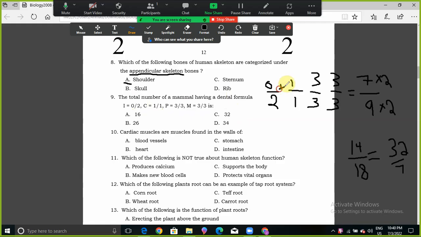0 plus 1 plus 3 plus 3, and 2 plus 1 plus 3 plus 3. Then multiply each jaw by 2. We multiply both of them by 2. 7 times 2 is equal to 14, 9 times 2 is equal to 18. Then finally sum the products, which means 14 and 18. It is the product of 7 times 2 and 9 times 2. If we add them, it will be 32. So the correct answer for question number 9 is C, which is 32.